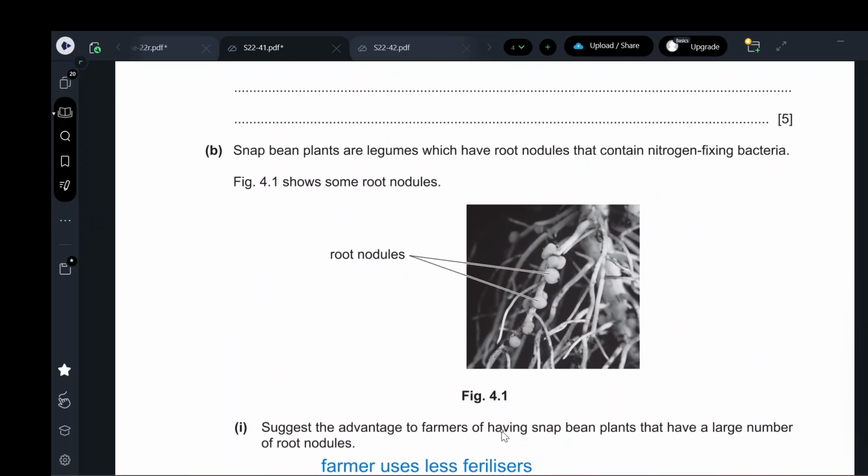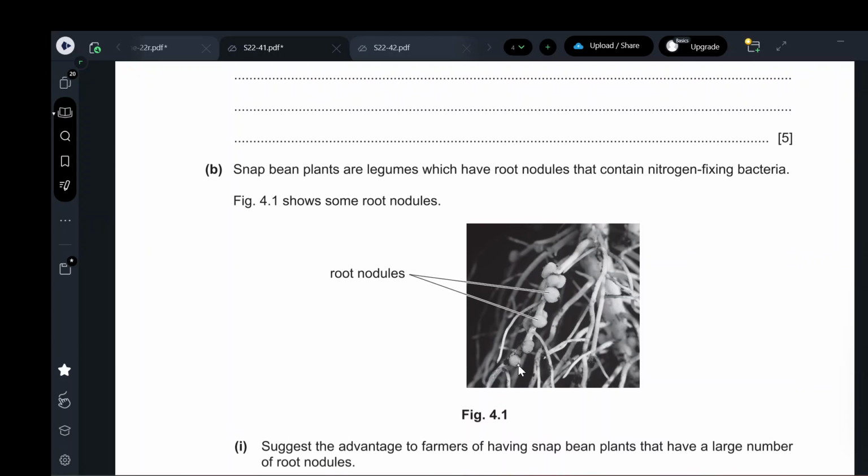Snap bean plants are legumes which have root nodules that contain nitrogen fixing bacteria. Remember, the nitrogen fixing bacteria fix the nitrogen in the air and convert it to ammonium in the soil, from the air to the soil.